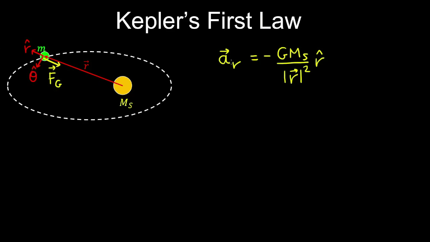Now recall in polar coordinates, the radial component of the acceleration is the second derivative of r with respect to time minus r by the square of the angular velocity. So therefore, given that r hat appears on both sides, we can rewrite this equation in scalar form.